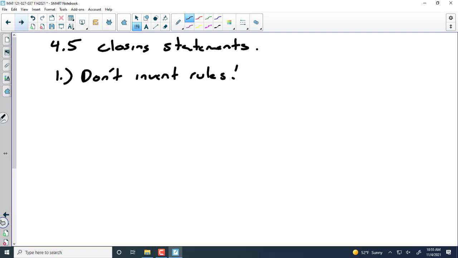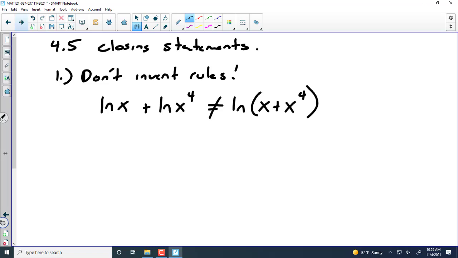Don't invent rules. It is so easy to start making up your own rules because they seem to help you with a problem. It is very, very easy to think something like natural log of x plus natural log of x to the fourth is the same thing as natural log of x plus x to the fourth, but that's just not true. It sure looks like it should be true, but it's not true. And you'd be surprised how, when you're doing your homework alone, not looking at your notes, or when you're taking the test and you don't have your notes or your book in front of you, how easy it is to start making up stuff that you think is true, but it's not.